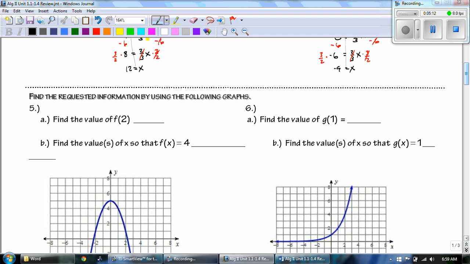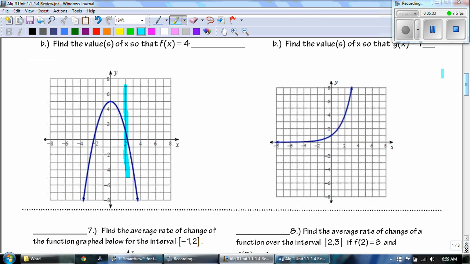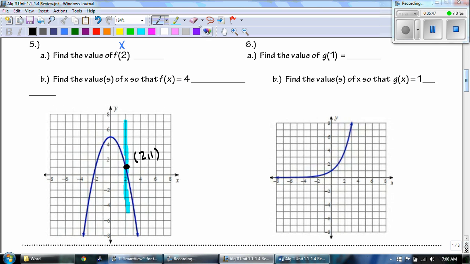So find the value of f of 2. So f of 2, they're telling me the x. So when x is positive 2, what's my answer? Okay, so I'm going to go to positive 2, and I'm just going to draw my vertical line, because that's what we were told to do. And I need to look to where it crosses the line, and it's right there. And that is the point 2, 1. Okay, so what that tells me is f of 2, my answer would be a positive 1.